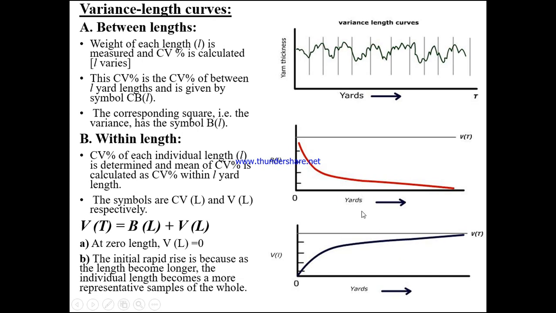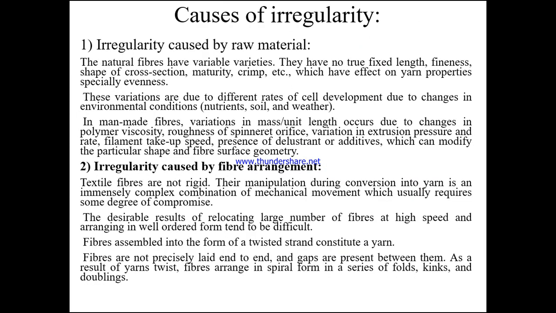Right? So it's a mirror image. Basically the BL curve and VL curve, they are actually mirror image of each other, and the upper line, that is the VT line, that is the total variance line. So these two curves are called variance length curve. These two curves are very important for analysis of the variation in textile specimen.